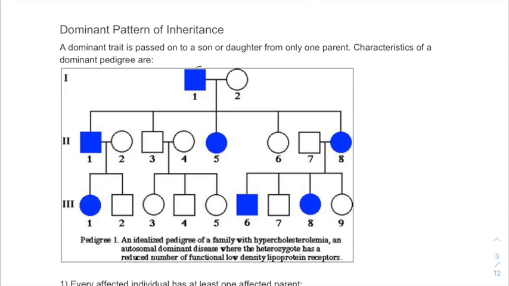and we can see the trait appearing in individual number 1 of the first generation, number 1 of the second generation, 5 of the second generation, 8 of the second generation, and we can see that if a family does not carry that trait, then none of their children will carry that trait. And that's how we know that it's autosomal dominant, because if it was autosomal recessive, then we could have individuals who did not have the trait who still had children who had the trait.